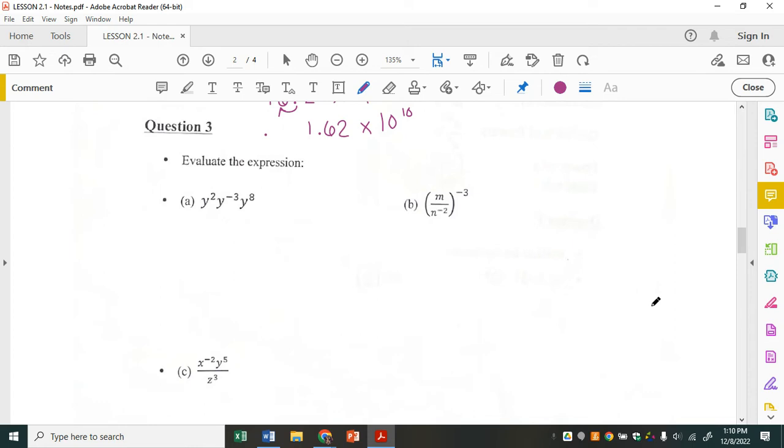Listen, how would you plug in n to the -6 and n to the -3? You can't. You only plug it into your calculator if you have a numerical base. Yeah. So I just leave it? Mhm.